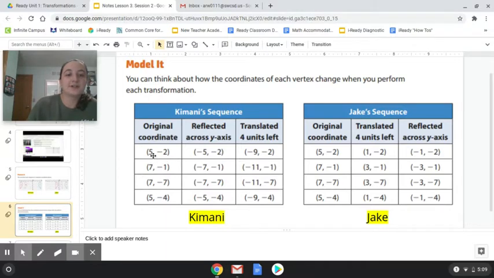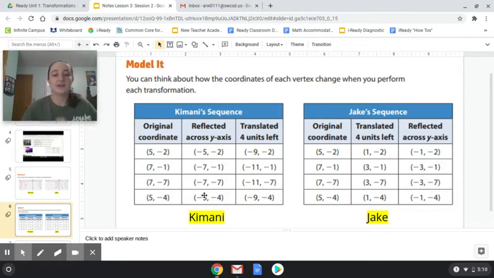So if our original coordinate was at 5, -2, and we reflected along the y-axis, that means that our x is going to become its opposite for each of these here. So 5, -2 is now -5, -2. 7, -1 is now -7, -1. 7, -7 is now -7, -7. And 5, -4 is now -5, -4. So again, when you reflect along the y-axis, that means all of your x values are going to become their opposite.